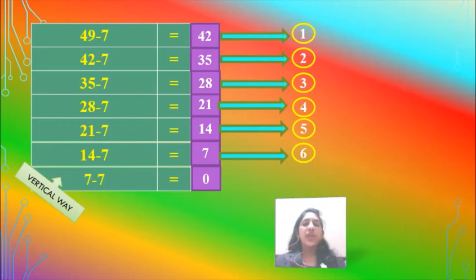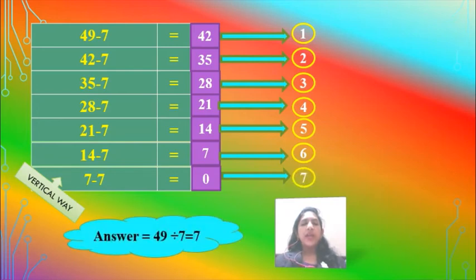No stickers with me. And how many times do I need to subtract to get 0 as my remainder? I subtracted 7 times, right? 7 times. You can see the counting here, 1 to 7. When I subtracted the 7th time, I got my remainder as 0. So my answer will be 49 divided by 7 will give me 7 as my answer to the division.